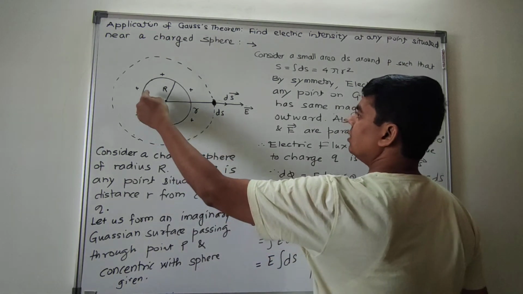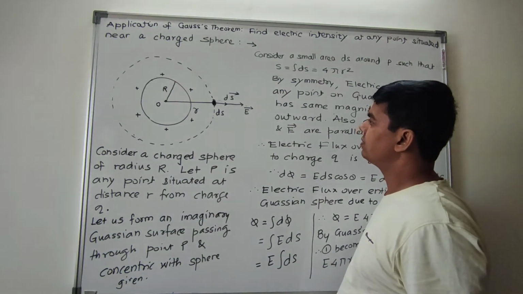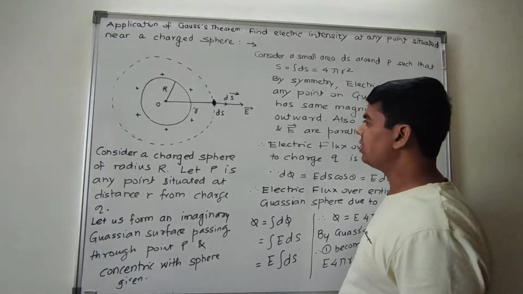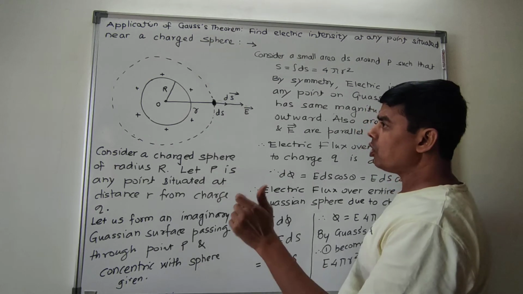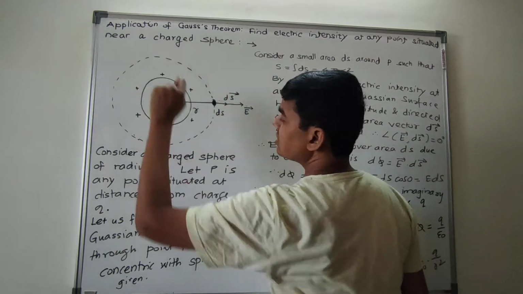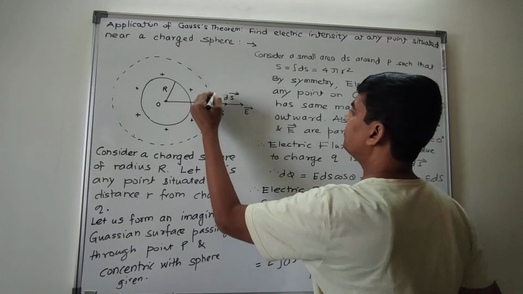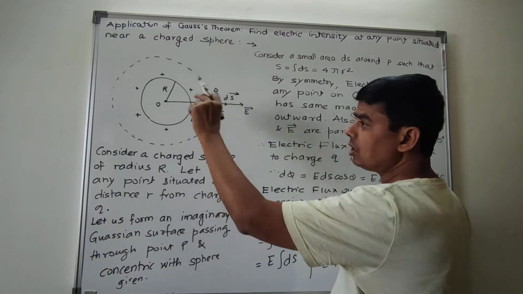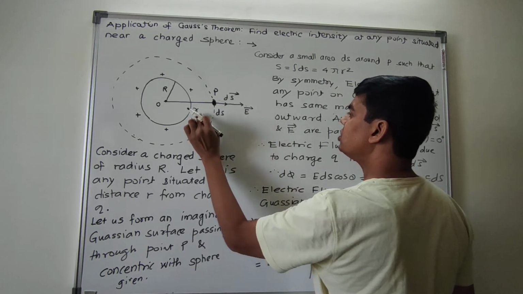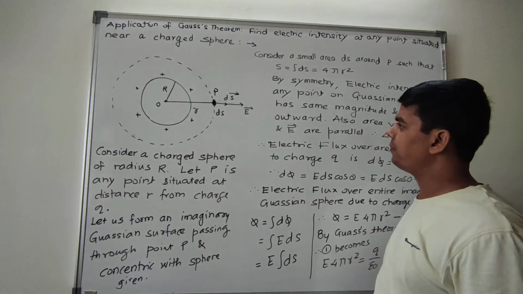Here, suppose that we have a sphere having radius capital R. Charges are spread equally on the sphere. Now our job is to find electric intensity at any point situated near a charged sphere. That's why we have to consider a point P near this charged conductor. So suppose that point P is situated at a distance r from the center of the sphere.